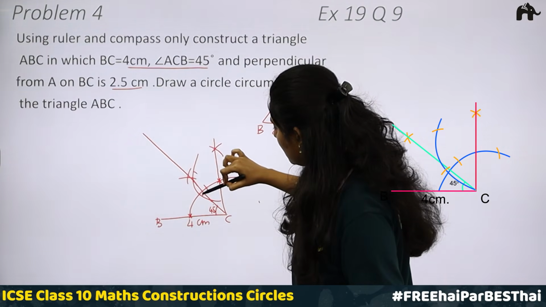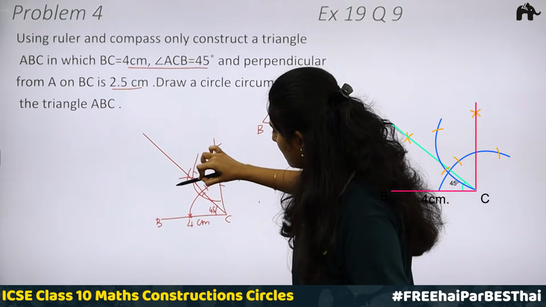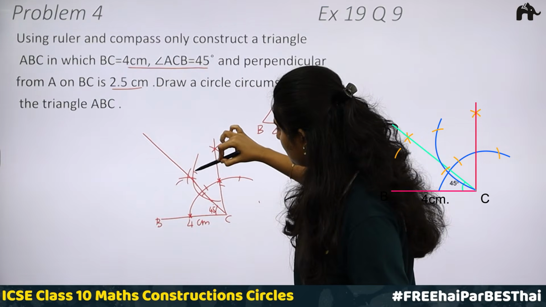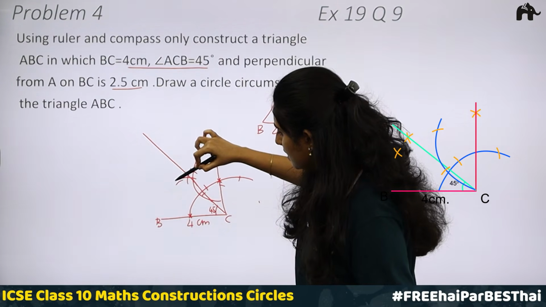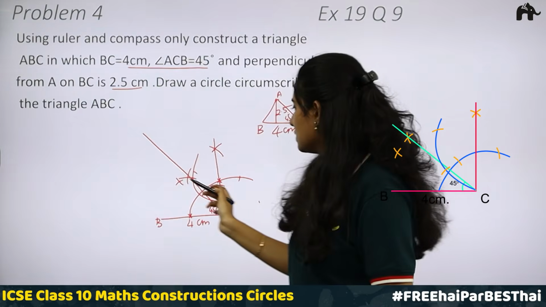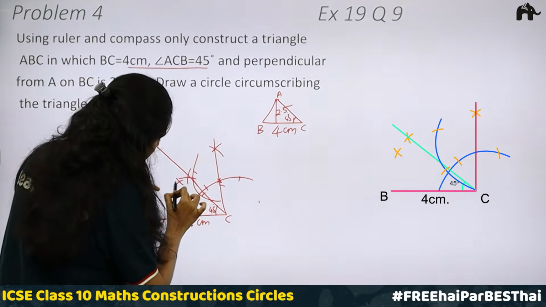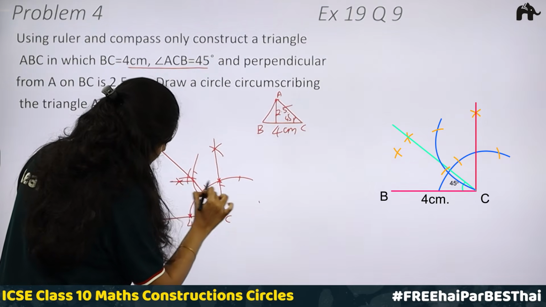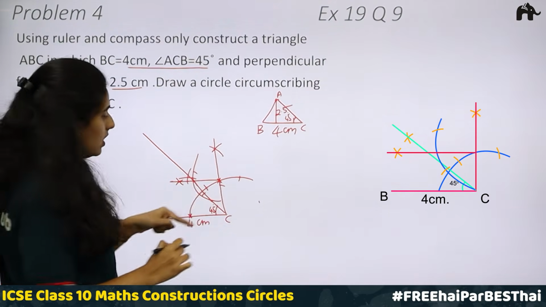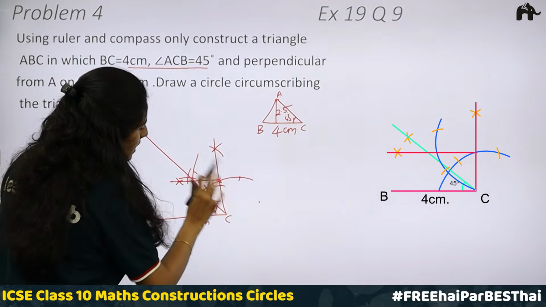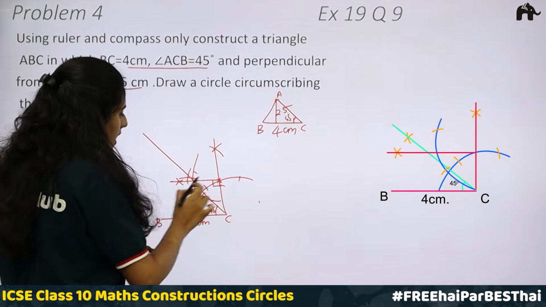Now, bisect it. From this point, keeping compass here, draw an arc. From this point, keeping the compass, draw an arc. So, we got a point of intersection of the arcs. From this point, draw a line. So, here we will be getting 90 degree angle.